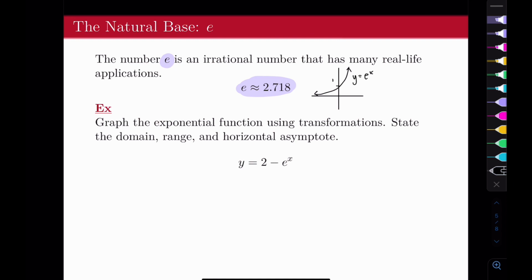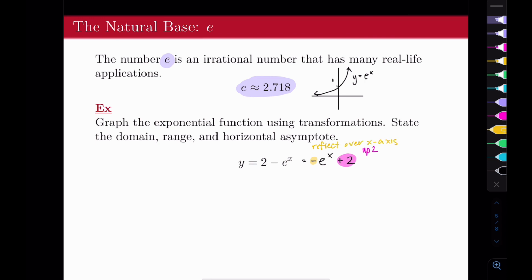Okay, so let's go ahead and get some practice with our transformations again. We're going to graph the exponential function, and then we're going to state the domain, range, and horizontal asymptote. When we look at this function, if we ignore all of the constants, I'm going to rearrange it. We're starting with a graph of y equals e to the x. And then we really have two different transformations here. We have this plus 2 on the outside, which tells us we're moving it up 2. And then we have this minus sign. It's not attached to the x, so this means we reflect over the x.